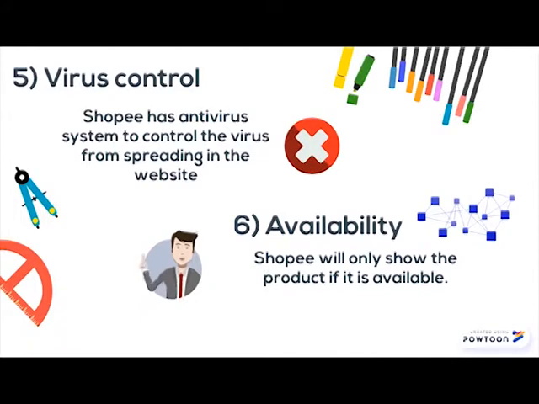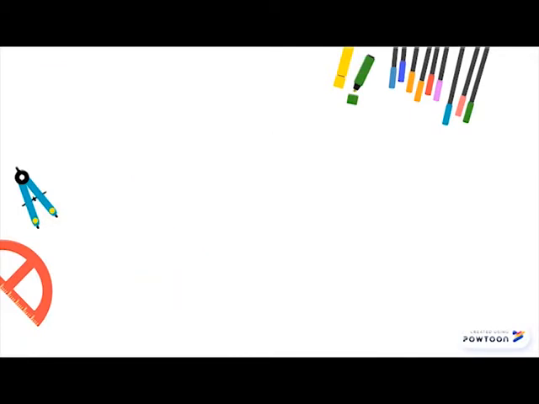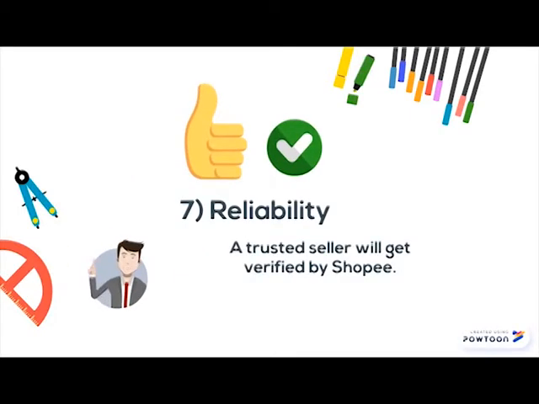And the fifth one is virus control. Virus control means that Shopee has an antivirus system to control viruses from spreading on the internet. And the sixth one is availability. Shopee will only show the product if it is available to the users. And the seventh and final one is reliability. A trusted seller will get verified by Shopee. And that's all for me. Thank you.